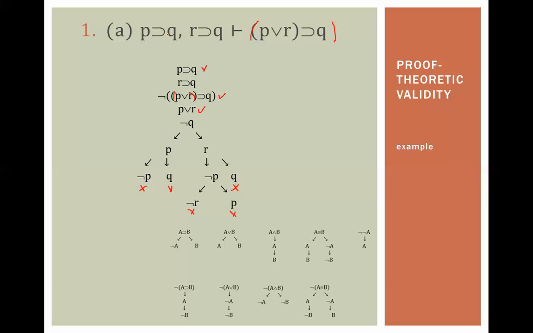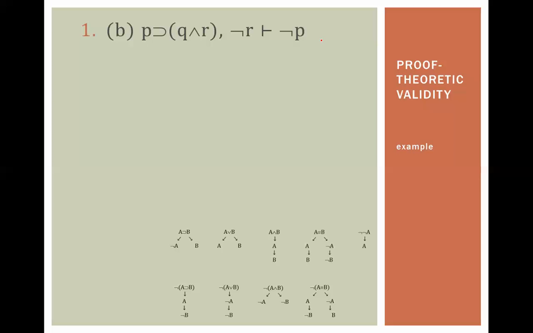And it just makes sense if you think about it logically. What this is saying is if you have P then you have Q, and if you have R then you have Q. So if you have either one of these, you're going to get Q. Either P or R, then you're going to get Q. And that's what this says. If P or R, then Q.